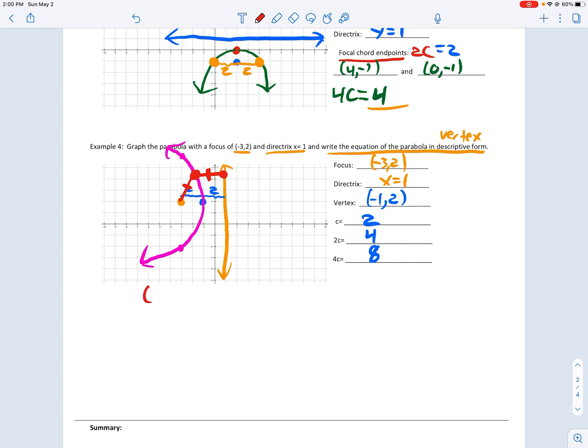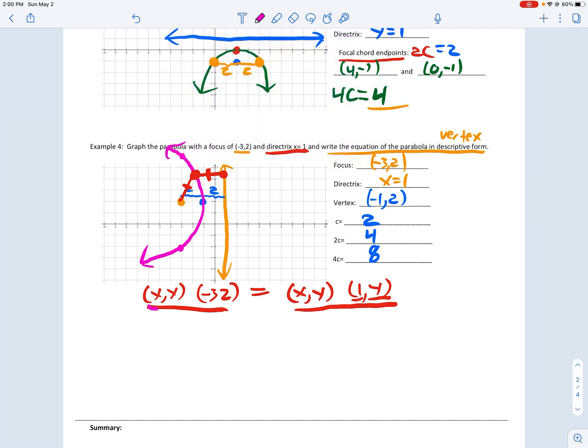I don't know, I'm just going to call it xy. So I'm going to show the distance from xy to -3, 2 is the same distance from xy to the point on the directrix, which is 1, comma, y. Because it says x equals 1, so I put 1. I don't know the y coordinate, so I'm going to call it y. So I'm going to show the distance between these two points is equal to these two. And by doing that, I'm going to create and derive the equation of that parabola.